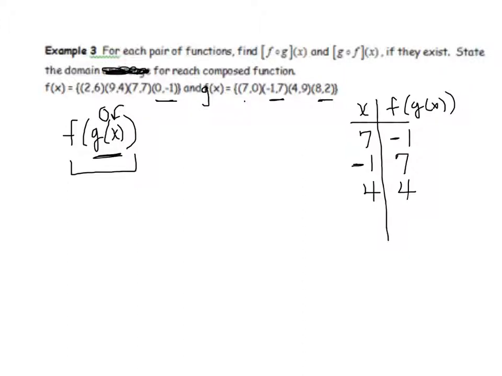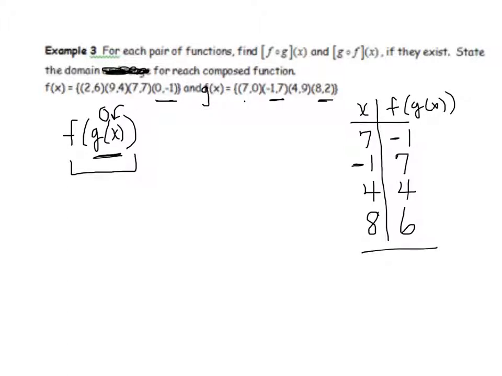And then my last one is this 8, 2, right? So I'm going to write 8. 8 goes to 2, and then I come over here, 2 goes to 6. So it does exist for each one of those points. This is the composite function.